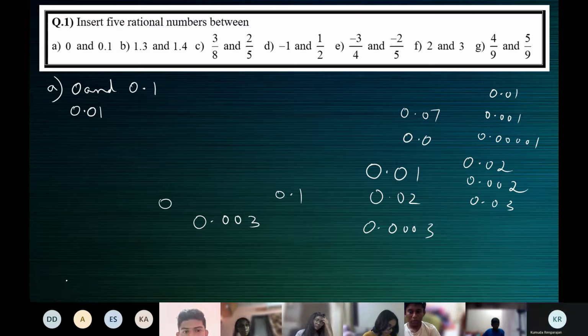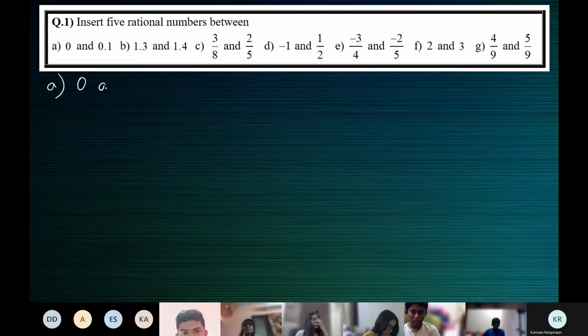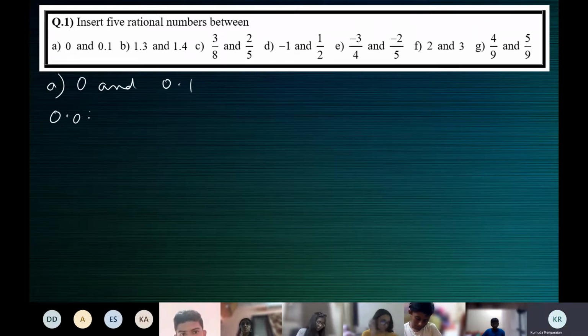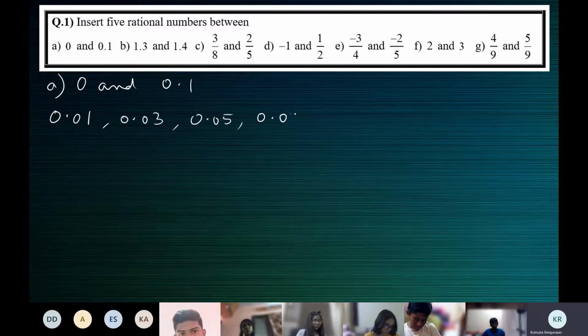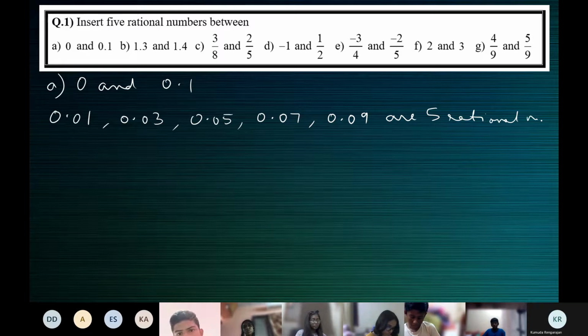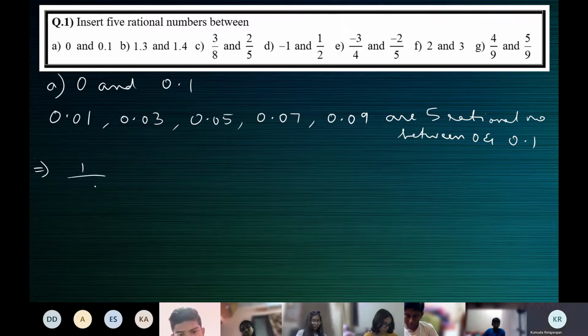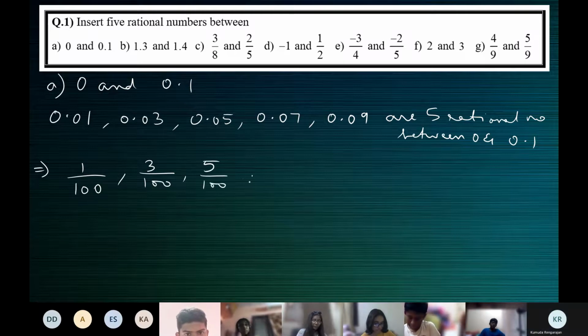So 0.01, 0.03, then 0.05, 0.07, 0.09 are 5 rational numbers between 0 and 0.1. Now we should write them in the P by Q form. 0.01 is 1 by 100, correct? 0.03 is 3 by 100, 5 by 100, 7 by 100, 9 by 100.